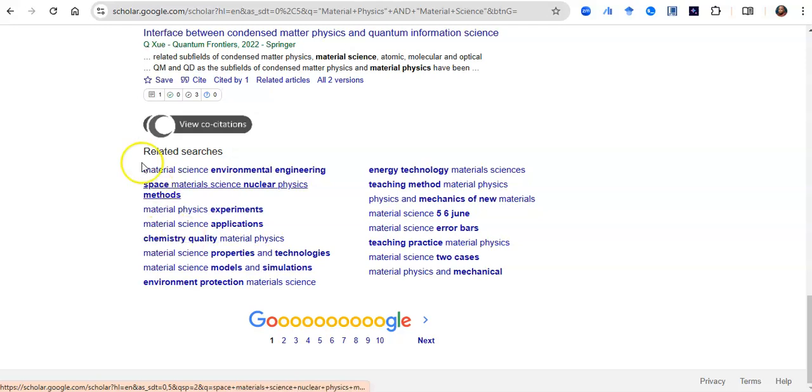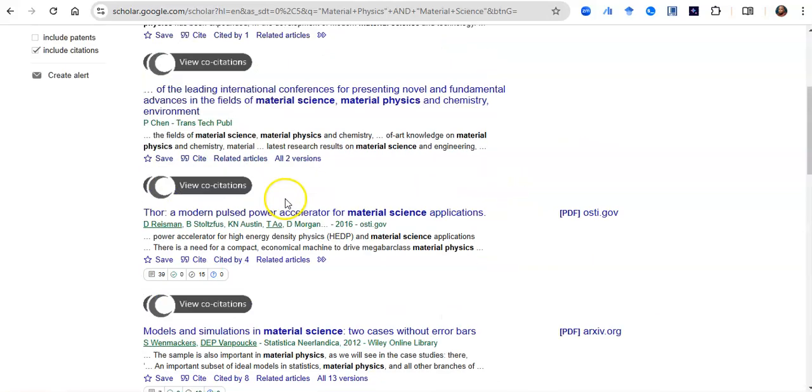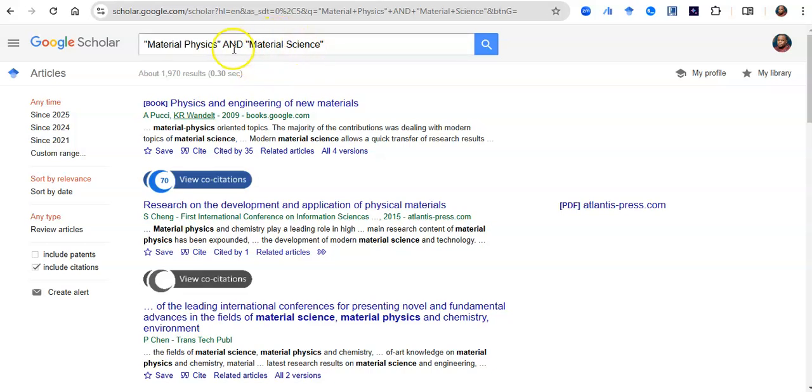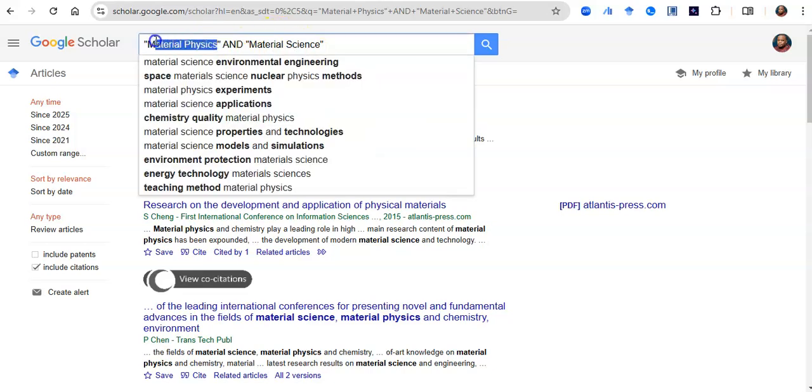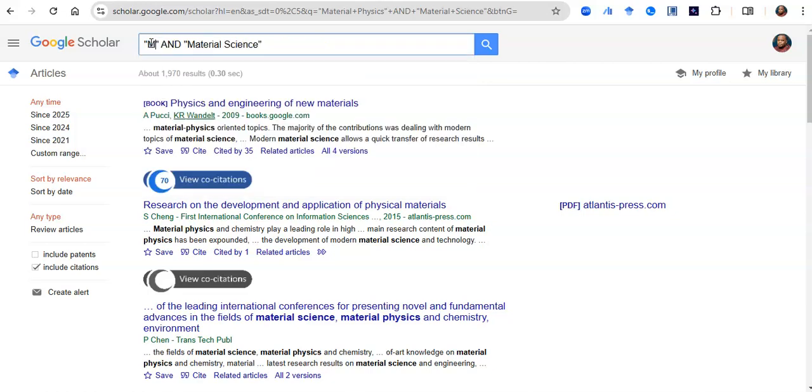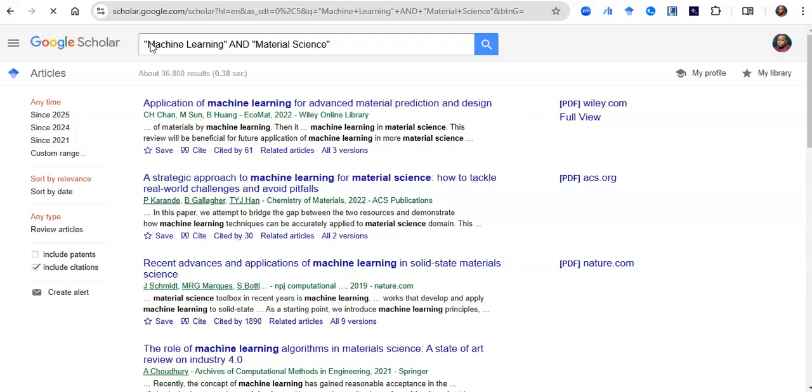Somewhere here, you would find some of the specific branches of research in materials physics. You could see materials physics in environmental engineering, space material science, in nuclear physics. You could see material physics application, material physics simulation, and all of that. In fact, I can come up here and say, oh, my interest is somewhere in the blend of machine learning and material science. Again, something new would pop up.